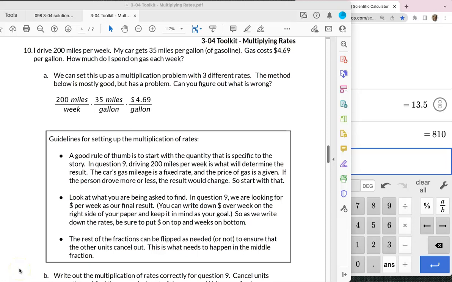In question 10, I give you 3 different rates, and I set it up like a multiplication problem. But there's something wrong with this. It's not going to work. 200 miles per week, 35 miles per gallon, and 4.69 per gallon. Can you see what's wrong with this?